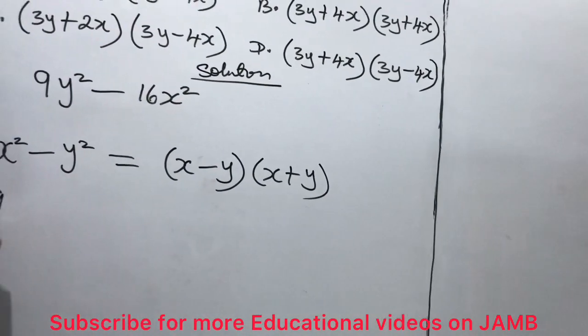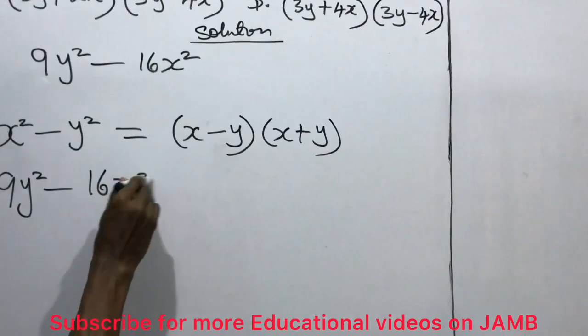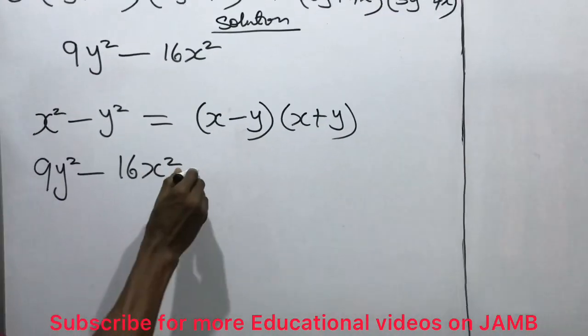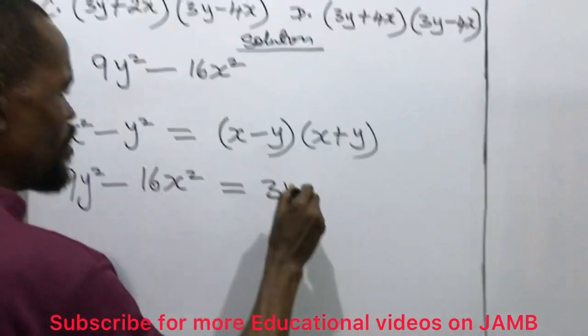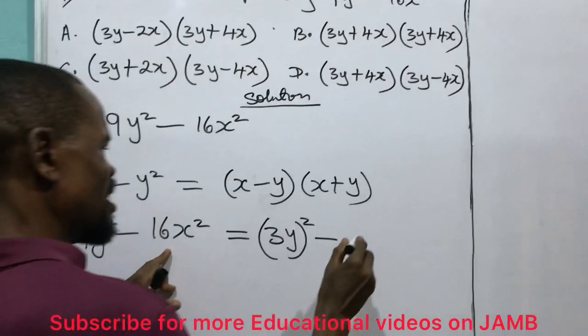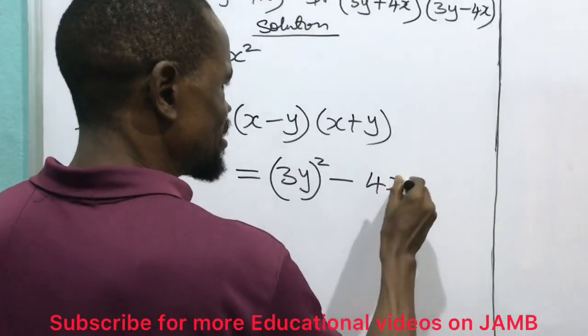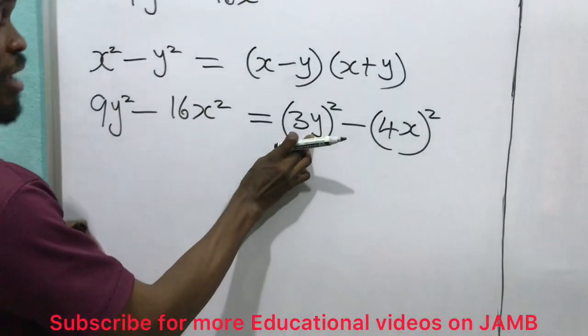Then here I have 9y squared minus 16x squared. This thing you see here is the same thing as 3y minus x squared minus, do you get what I'm saying now? 4x, all squared. If I square this y, it gives me y squared.